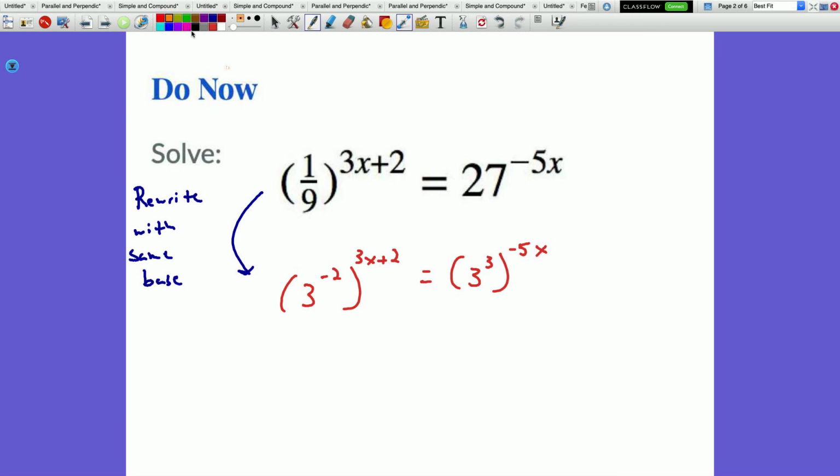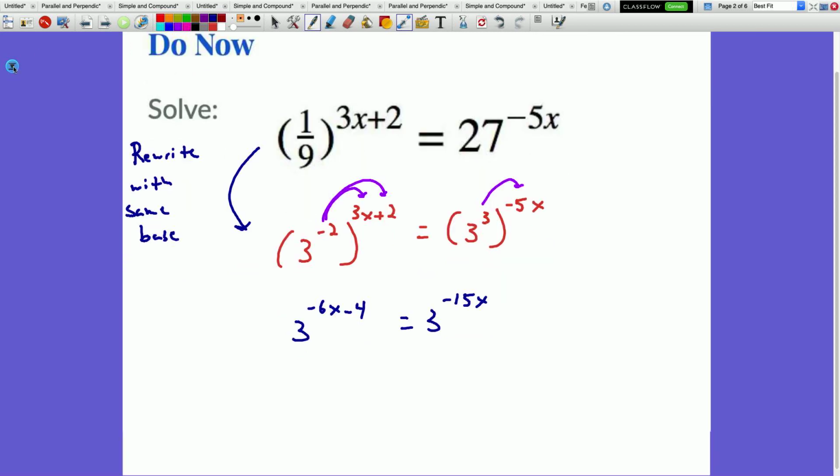All right, and then we're going to use our properties of exponents to multiply these exponents. Power to a power, you multiply the exponents. And we get 3 to the negative 6x minus 4 equals 3 to the negative 15x. Now, at this point, I would normally say just drop the base, but what we can do is show a mathematical step here where we take log base 3 of both sides. So we are allowed to take the logarithm of the same base of both sides, and that's the mathematical way of showing how we're able to drop those bases.